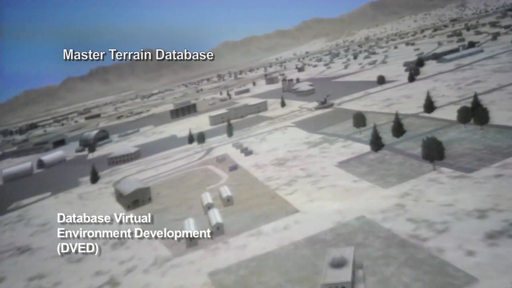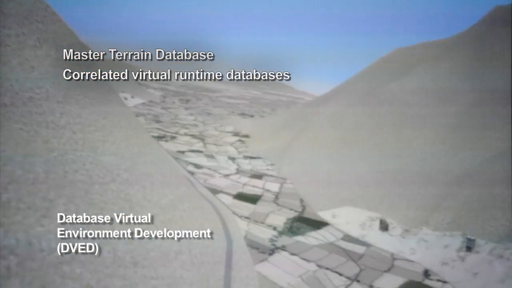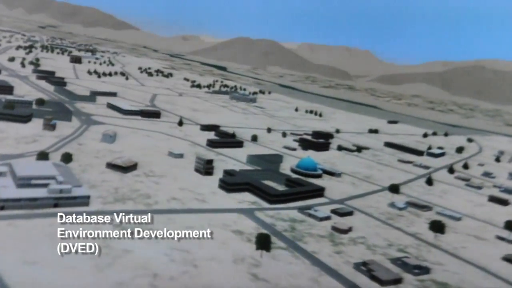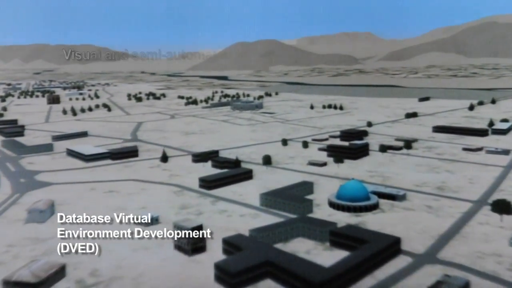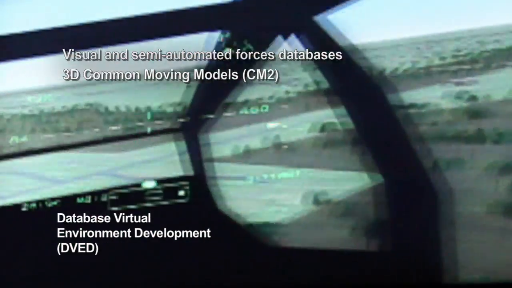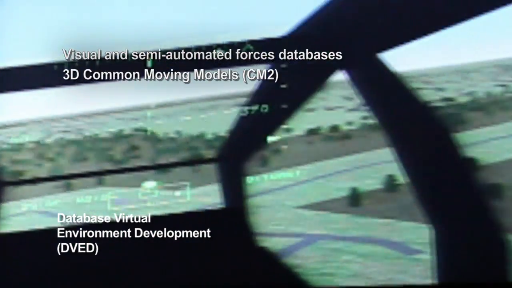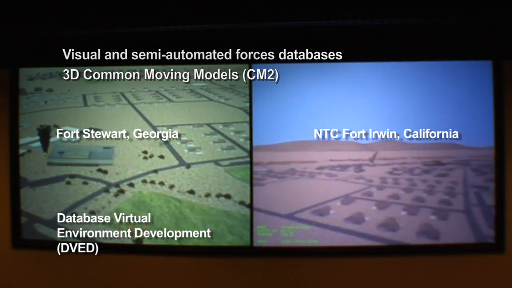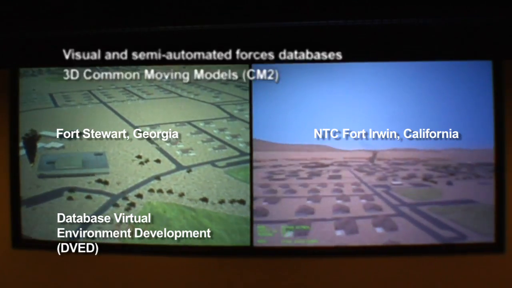The SE Corps DVED developed the Master Terrain Database that generates correlated virtual runtime databases for simulation systems to meet warfighters' objectives for training. Runtime databases include virtual and semi-automated forces databases and 3D common moving models, such as tanks, helicopters, and mine-resistant ambush-protected vehicles.